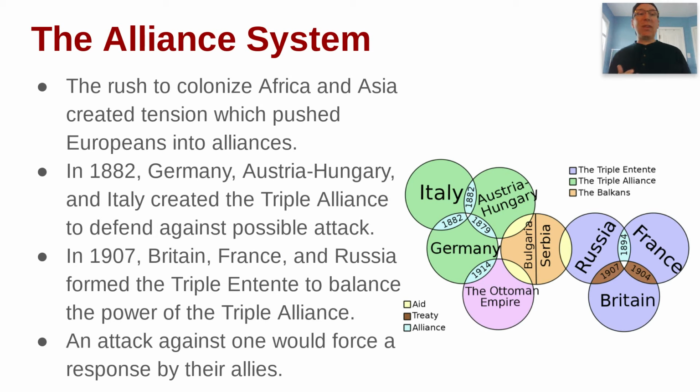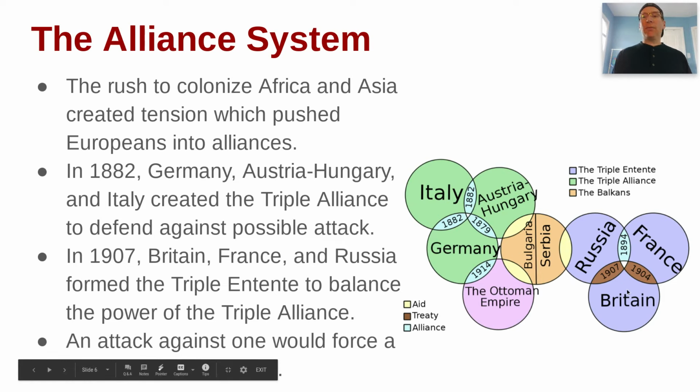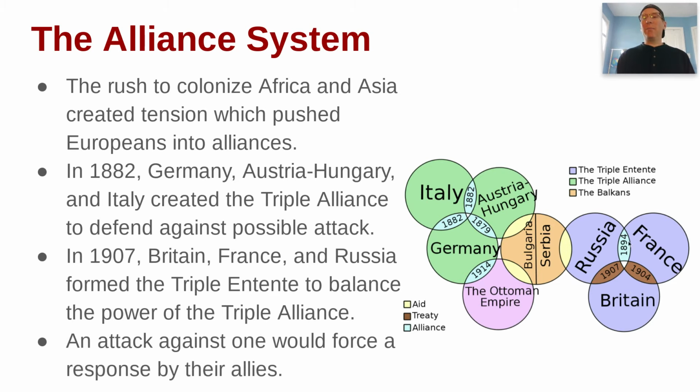Now, by 1907, Germany is a major power. Britain, France, and Russia, concerned with them, form their own system, the Triple Entente, which balances out the power of this Triple Alliance. Now, Britain did not jump into this with full excitement, but Russia and France got in a little bit earlier and had one of those mutual defense treaties, meaning that an attack against one would force a response by the others. And so the system is kind of set.